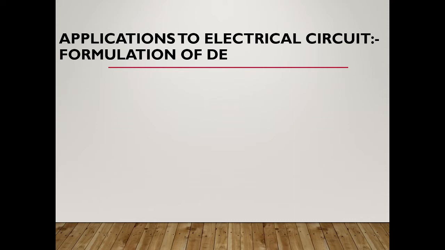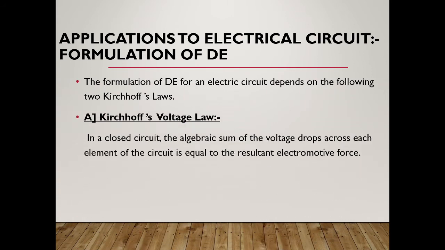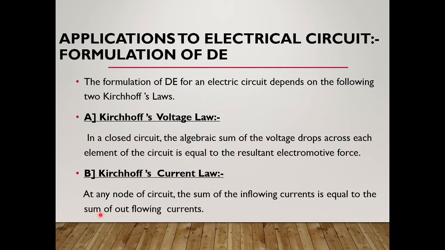Now, applications in electrical circuits. For formulation of the differential equation, we apply two Kirchhoff's laws. First is Kirchhoff's voltage law: in a closed circuit, the algebraic sum of the voltage drops across each element of the circuit is equal to the resultant electromotive force, resultant EMF. And second is Kirchhoff's current law: at any node of a circuit, the sum of the inflowing current is equal to the sum of the outflowing current.